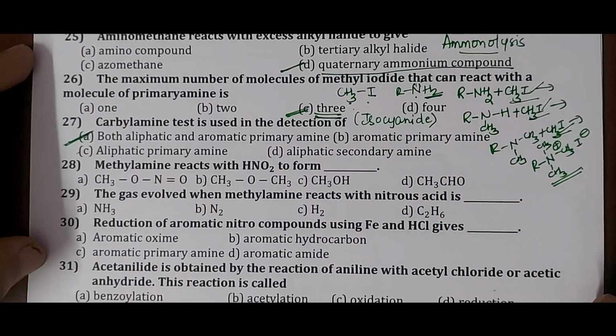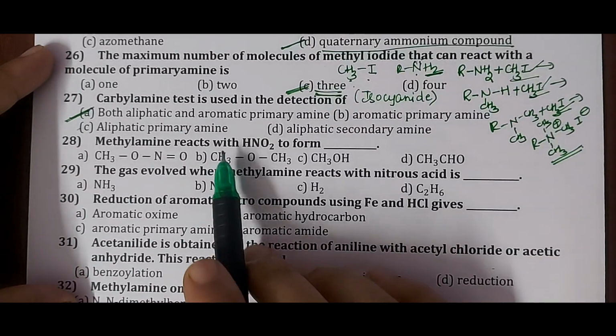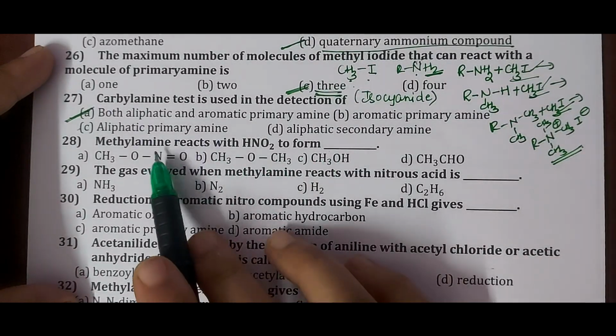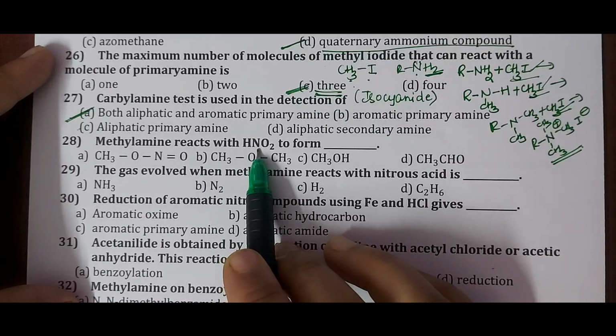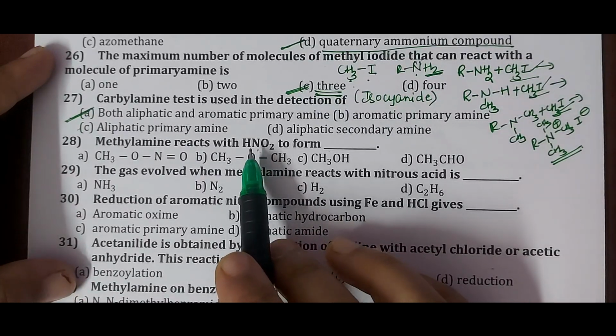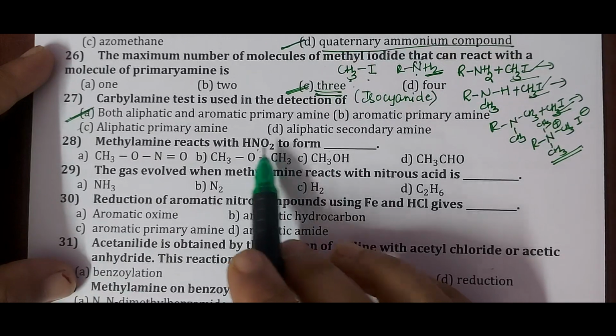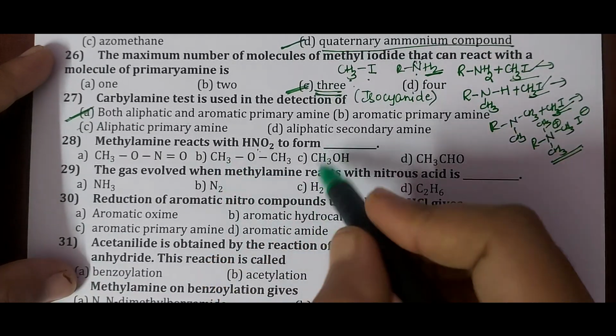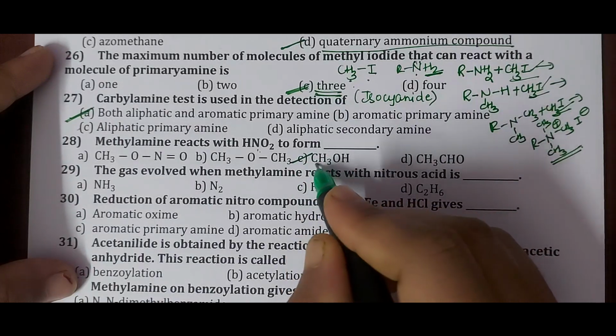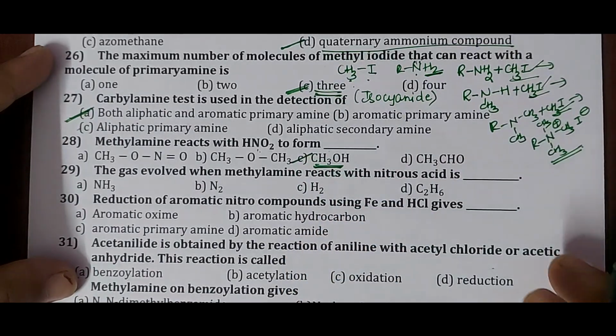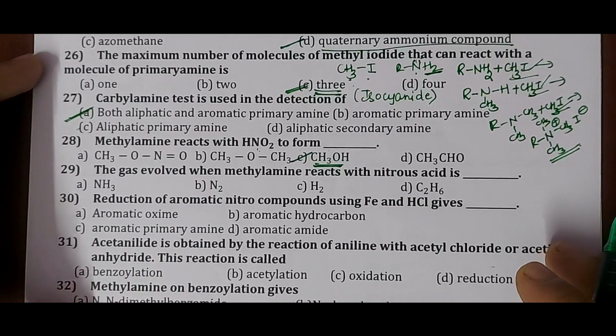We'll go with question number 28. Methylamine reacts with HNO2 to form... So when methylamine reacts with HNO2, it forms a diazonium salt which is highly unstable and it undergoes further reaction to form methanol, and hence the correct answer is option C, CH3OH.